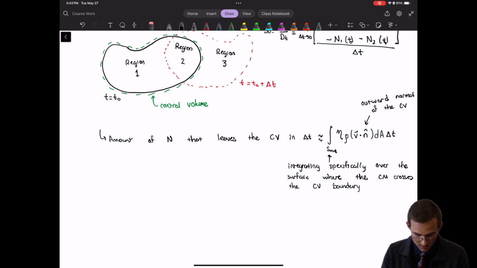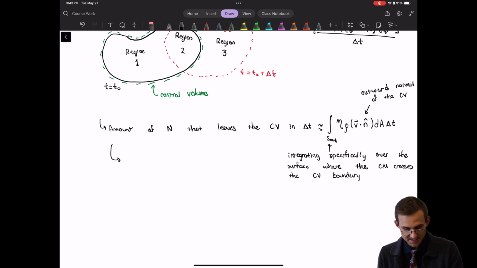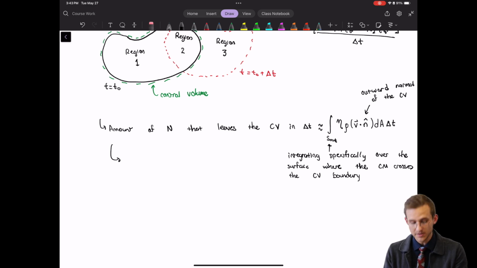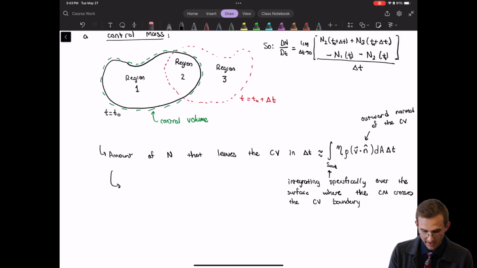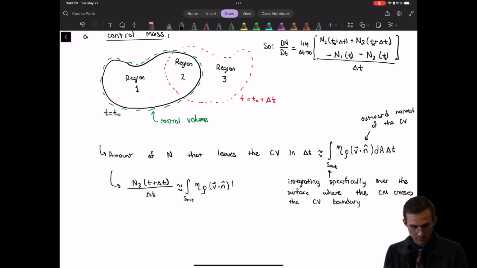So we can divide both sides by delta T. Okay, so again, what is the amount of n that leaves the Cv in delta T? Well, that's precisely n3, right? It's the amount of n that's in region 3. So we can divide both sides by delta T, and we can say that this is n3 at T plus delta T divided by delta T, and that's approximately equal to the integral over S out of eta rho times V dot n hat dA. Okay.